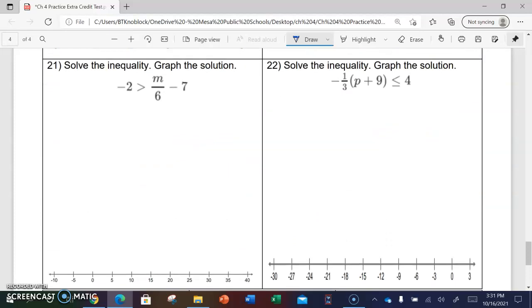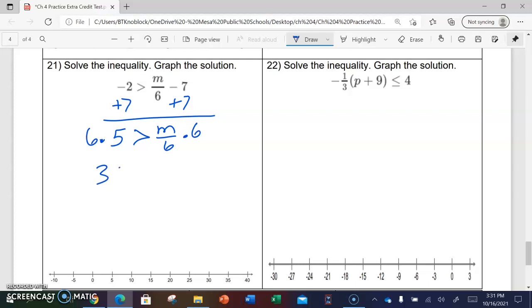21, you've got to add 7 first. That's 5 greater than m over 6. Then we've got to times both sides by 6. 30 greater than m. Or you can write it m less than 30. So here's the 30, circle's empty, less than, left.